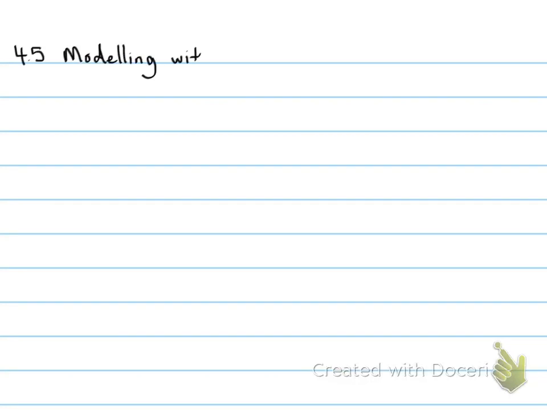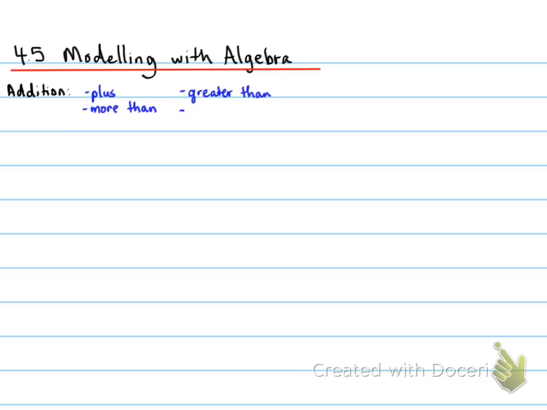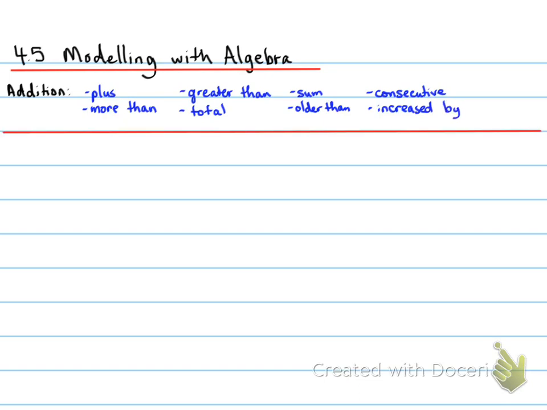4.5, modeling with algebra. When we're modeling with algebra, it's really problem solving that we're trying to do. And there's a lot of words that represent certain mathematical operations. For example, addition. Some of the words that you might see in a word problem include plus, more than, greater than, total, sum, older than, consecutive, and increased by.